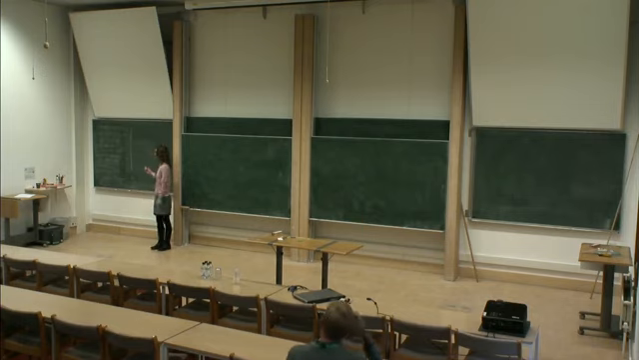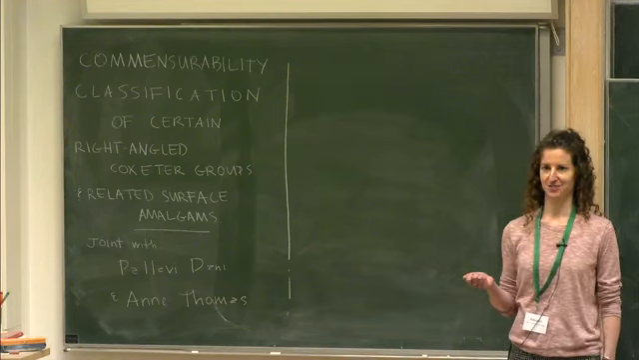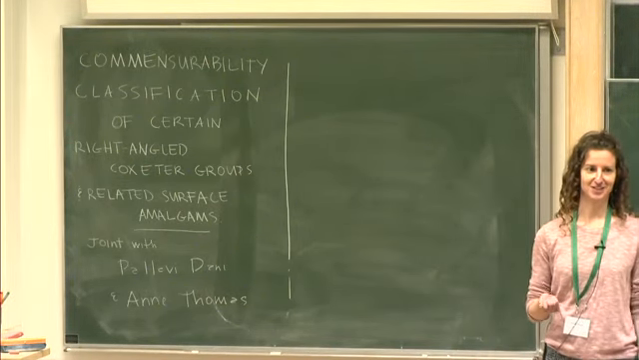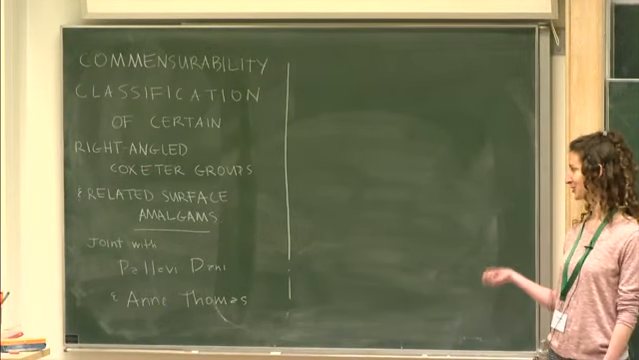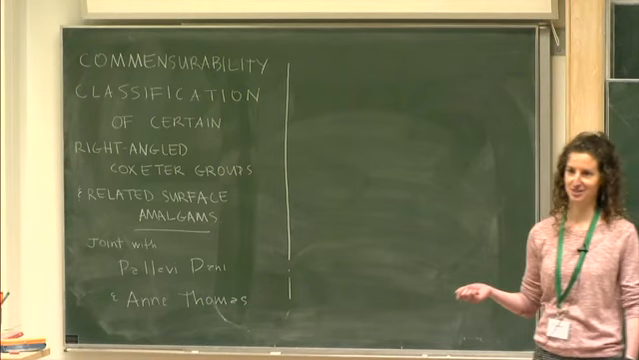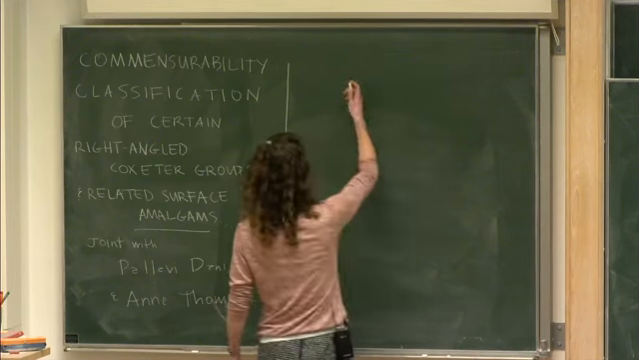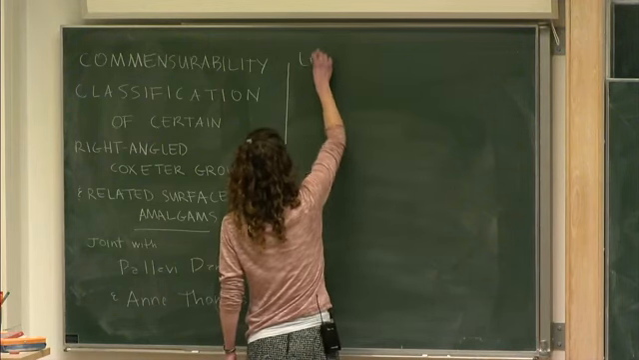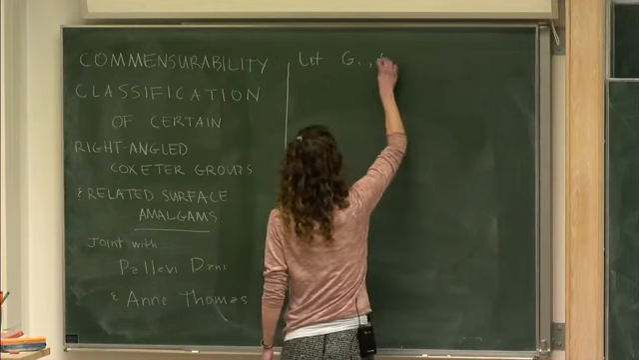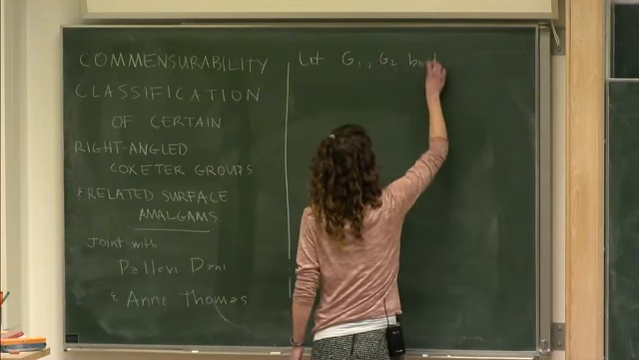So today I'll describe the commensurability classification of certain right-angled Coxeter groups and related surface amalgams. This is joint work with Pallavi Dani and Ann Thomas. I'll start with the definitions. Throughout the talk, suppose that G1 and G2 are finitely generated groups.